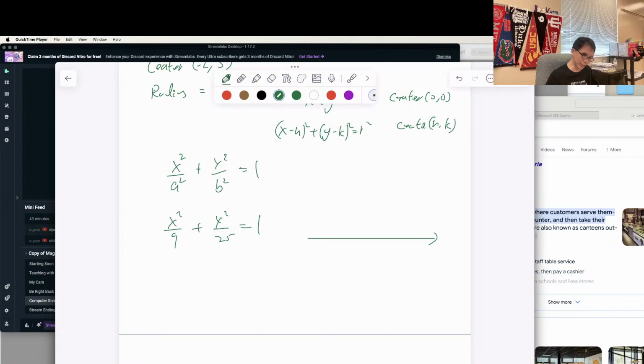And it's very easy to draw because you know the center is at 0, 0. And y is going to go 5 units to the top, and then 3 units this way. So this is your ellipse. Pretty easy, right? Yeah, it's pretty easy.